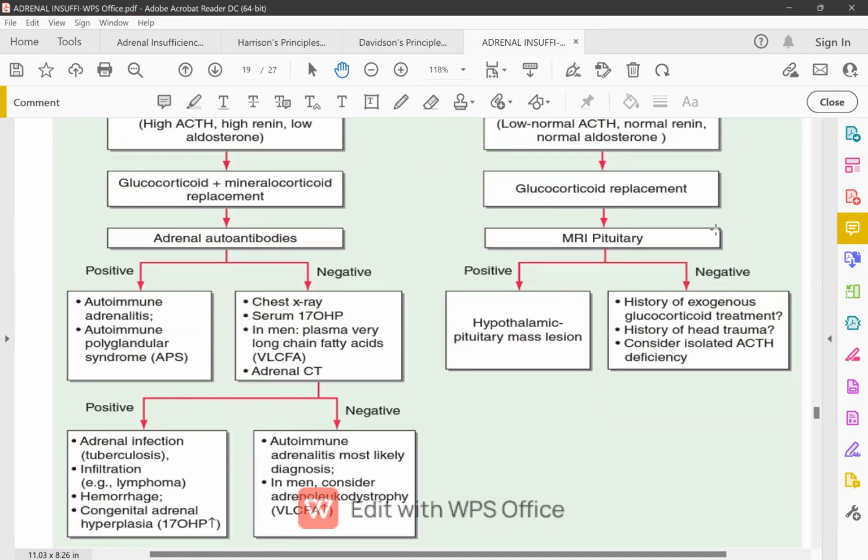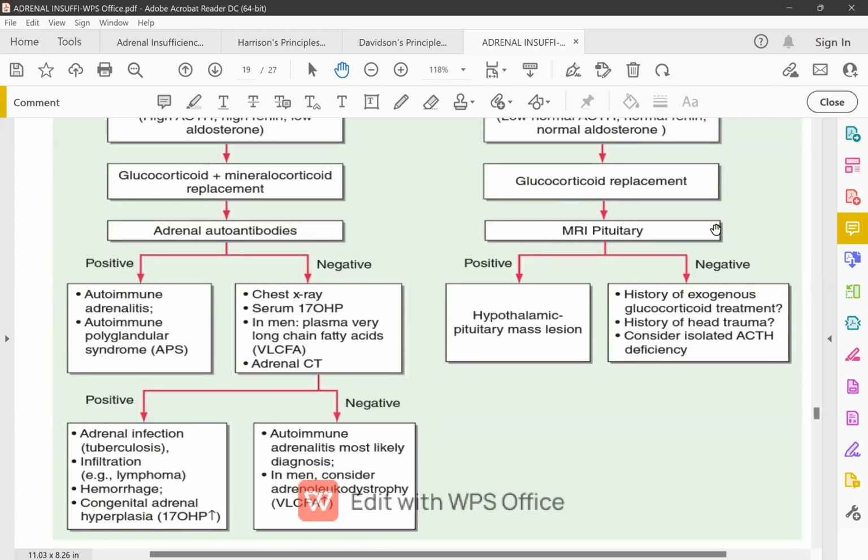So if the CT or X-ray is positive, then you are dealing with adrenal infection, infiltration, lymphoma or hemorrhage, or congenital adrenal hyperplasia, wherein 17-OHP is increased. If the investigations are negative, it is autoimmune adrenalitis, the most likely diagnosis. In men, you have to consider leukodystrophy, wherein the long chain fatty acids will be increased.